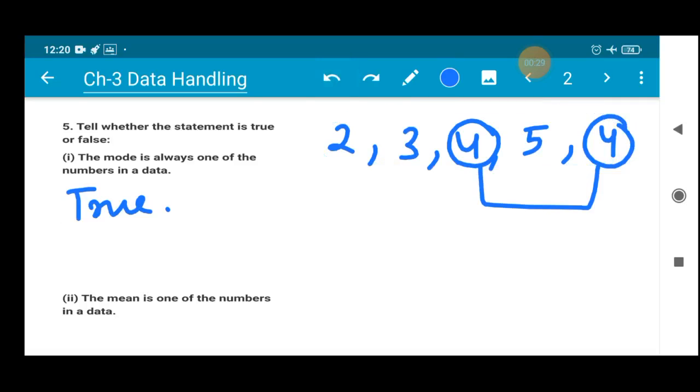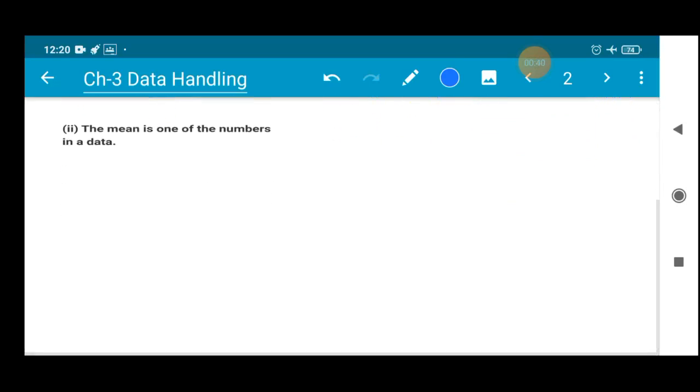We are not using any formula, just the logic: the number with the maximum frequency is considered the mode. That is why the statement is true. Heading forward, "the mean is one of the numbers in a data." This statement is false.